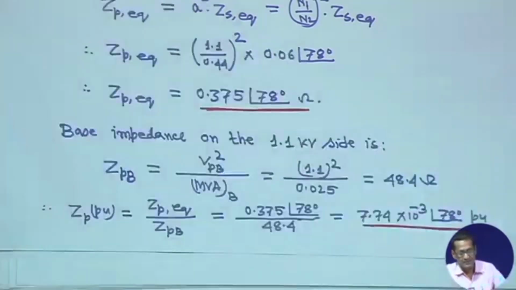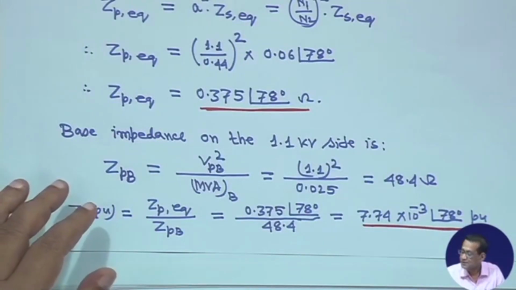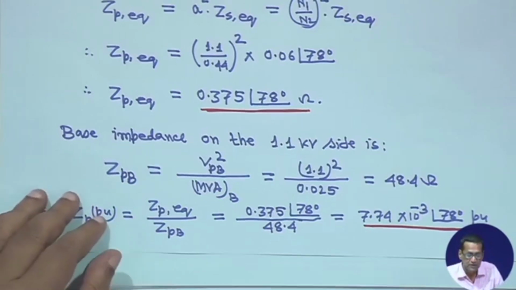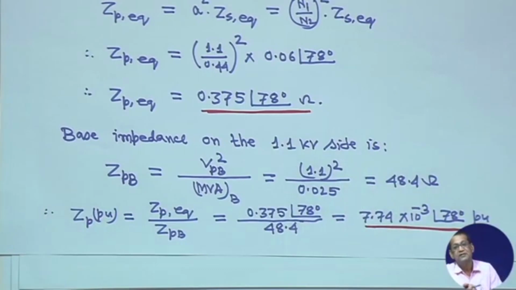So, this small example we took just to show that whether you refer to the primary side or the secondary side, on per unit values the per unit impedance will remain the same.